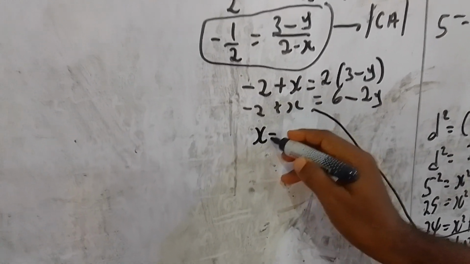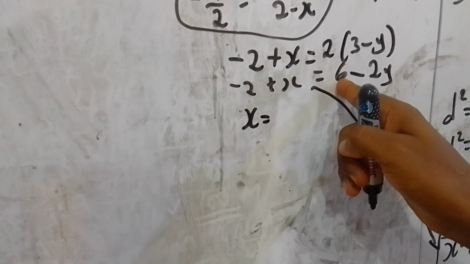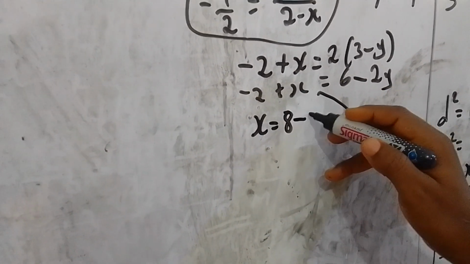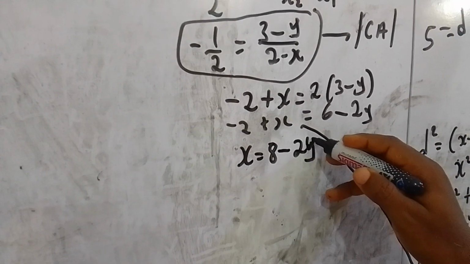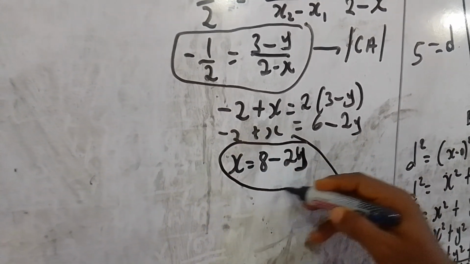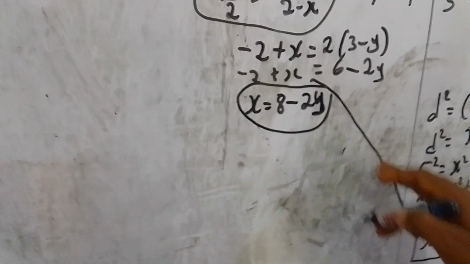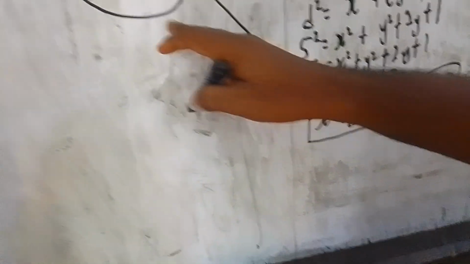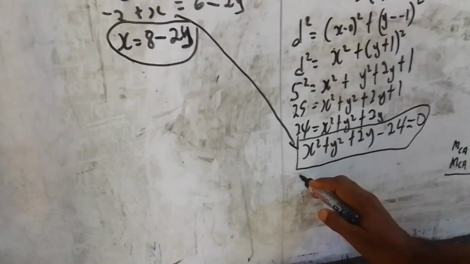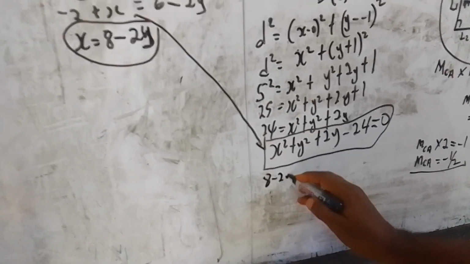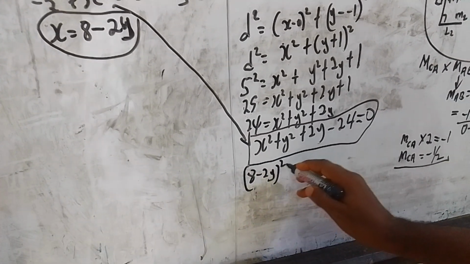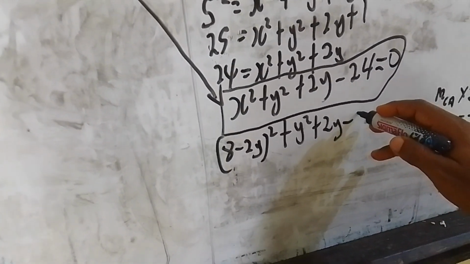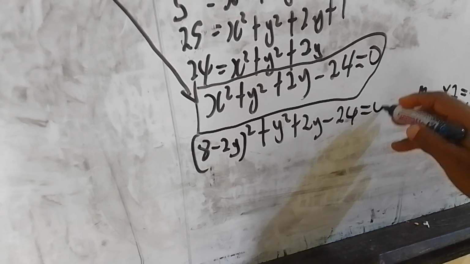The x now, by the time you carry -2 to that side, becomes plus. So 6 plus 2 will give us 8. So that is 8 minus 2y. So in a nutshell, we are going to substitute x is equal to 8 minus 2y into this relationship. Let me do my substitution. X squared means the whole of this place squared. So I have 8 minus 2y, everything squared, then plus y squared plus 2y minus 24 is equal to 0.